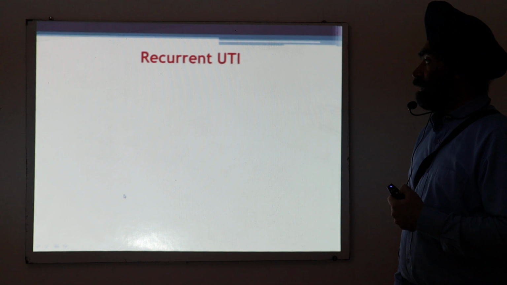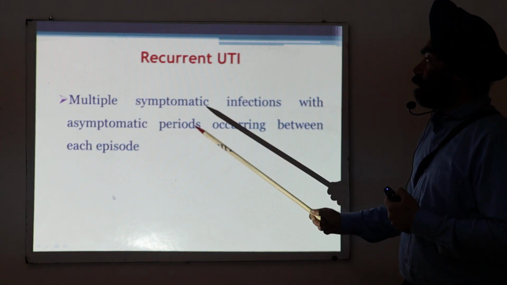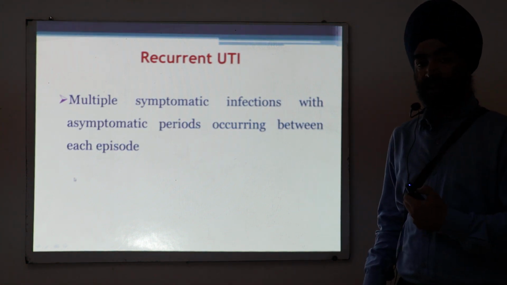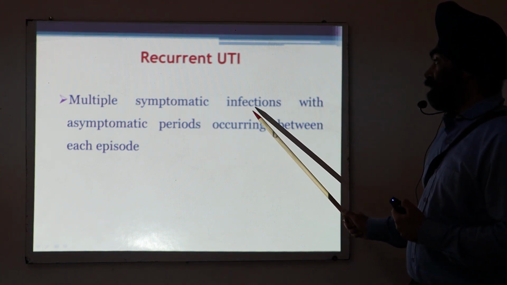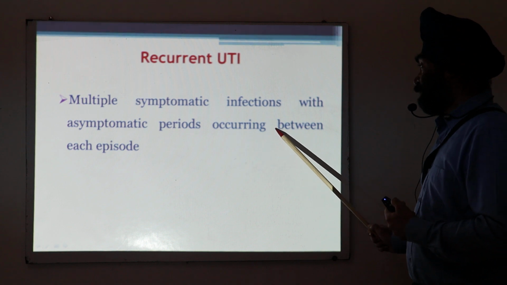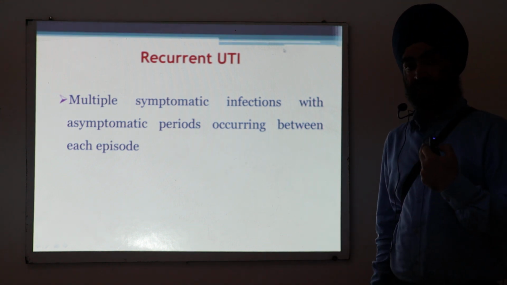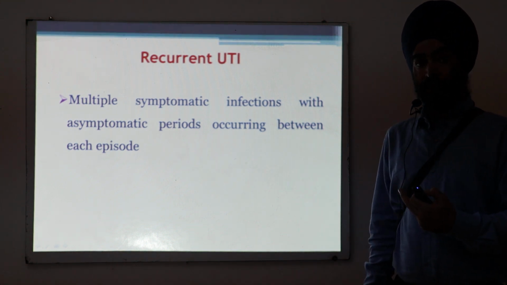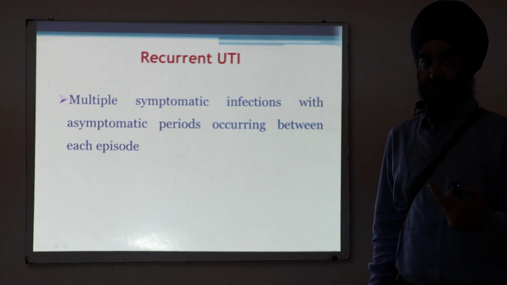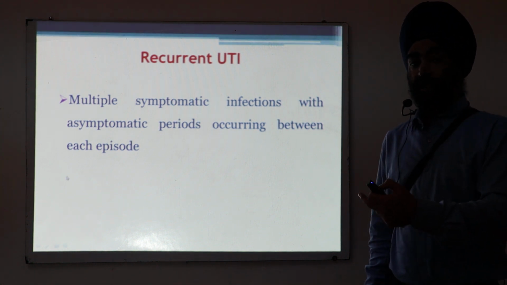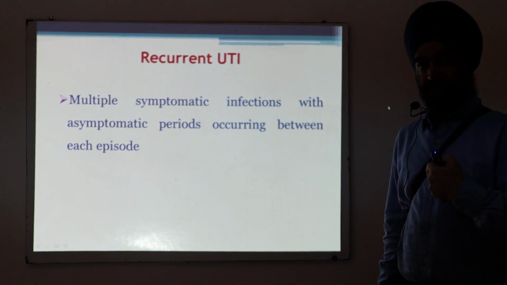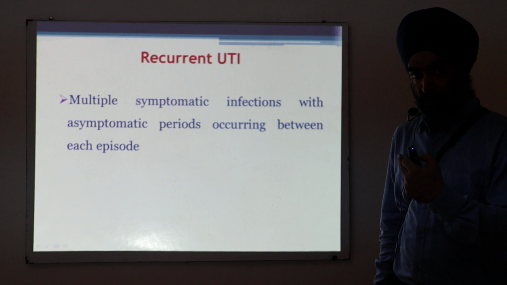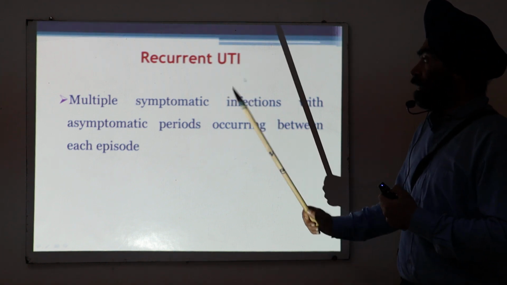Now there is another kind, recurrent UTI. Recurrent UTI means the urinary tract infections are occurring again and again. That means multiple symptomatic infections with asymptomatic periods occurring between them. That means the person has an asymptomatic period, completely free from any symptoms, and then suffers from an infection. He then becomes completely normal, then suffers from an infection. These kinds of episodes, if they keep on going, then we say it is a recurrent UTI.